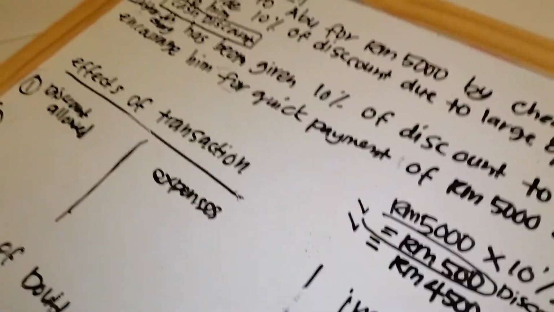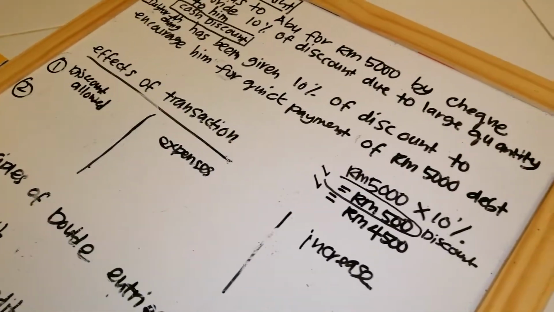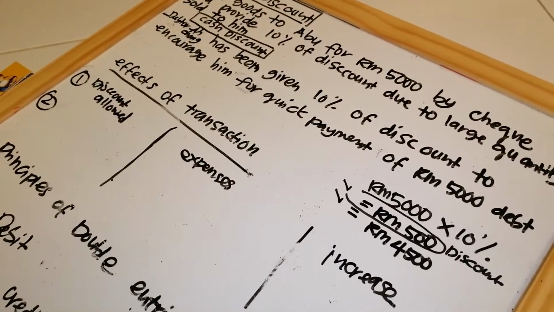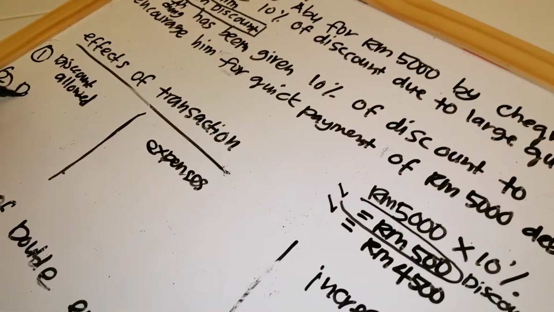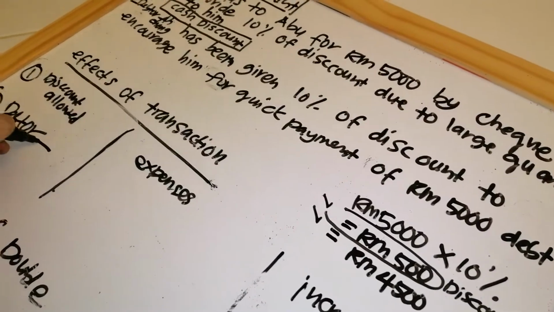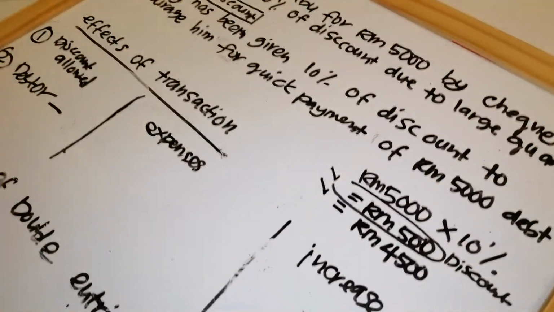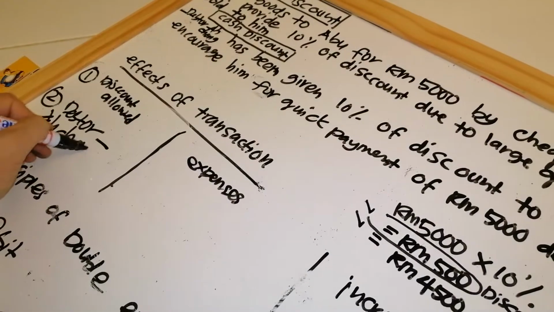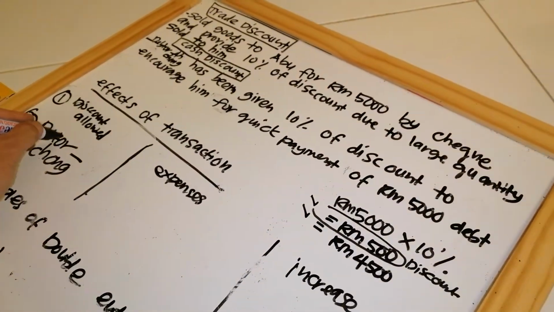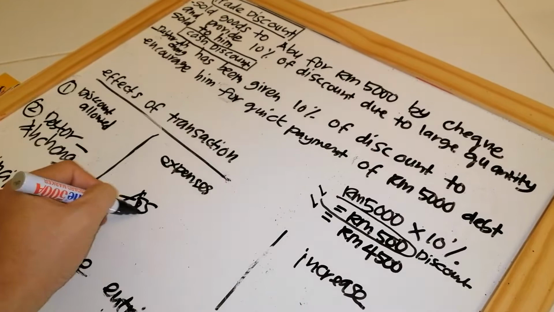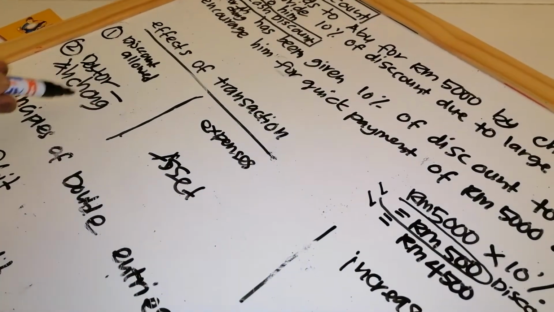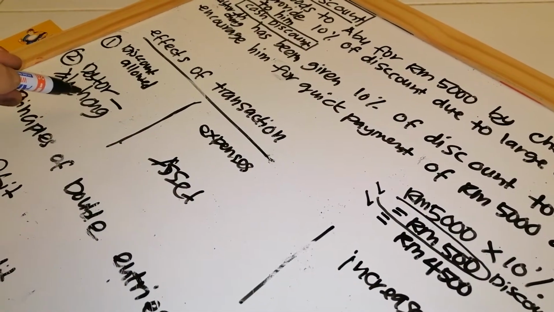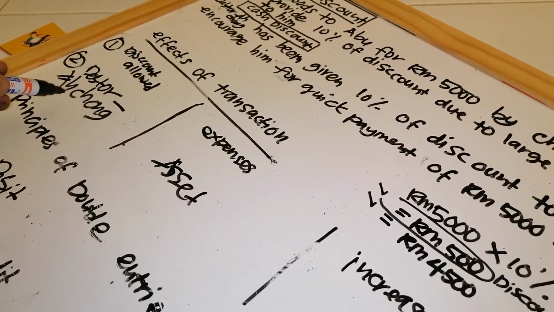Okay. So second transaction, who gets that discount? Definitely the debtor. That's why the second effect here is debtor. And you need to specify who gets that discount: debtor Achong. And debtor is under asset. You can check again from the circle. Not Achong alone. That's why we must complete the term here: debtor dash Achong, not just Achong.